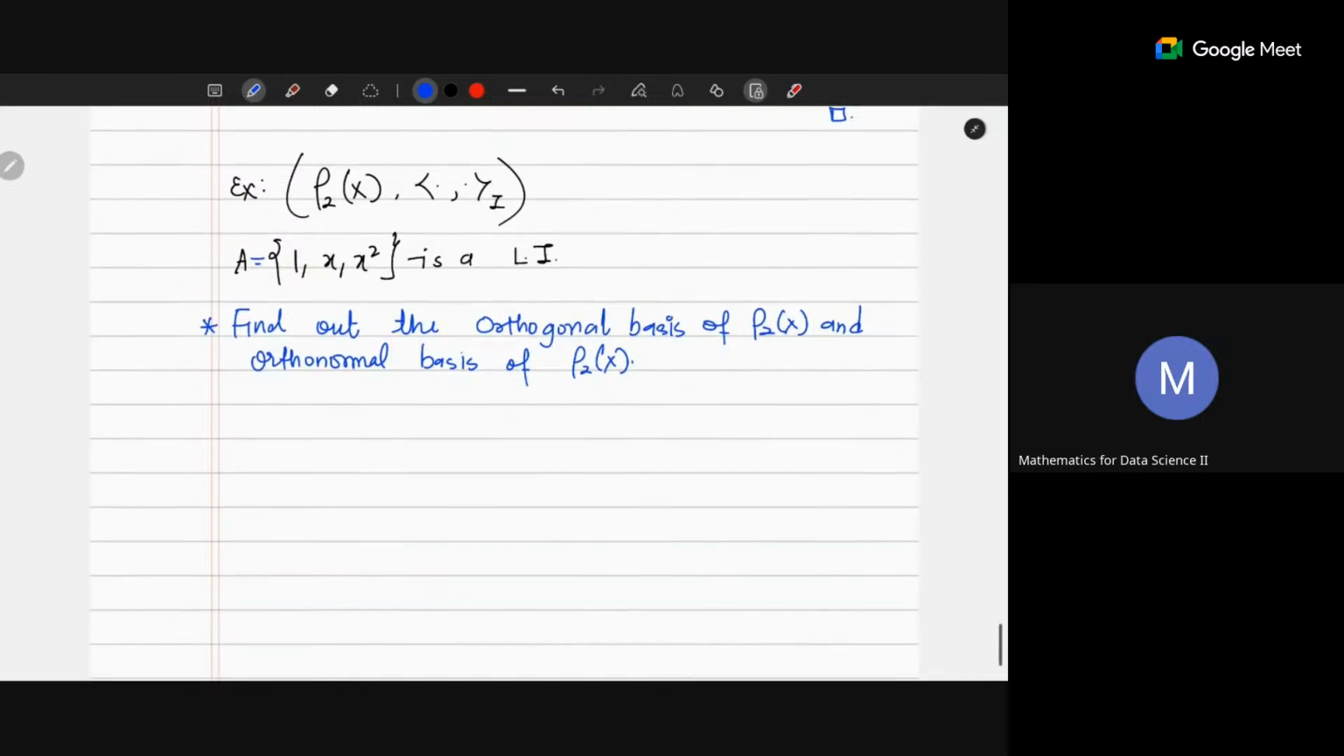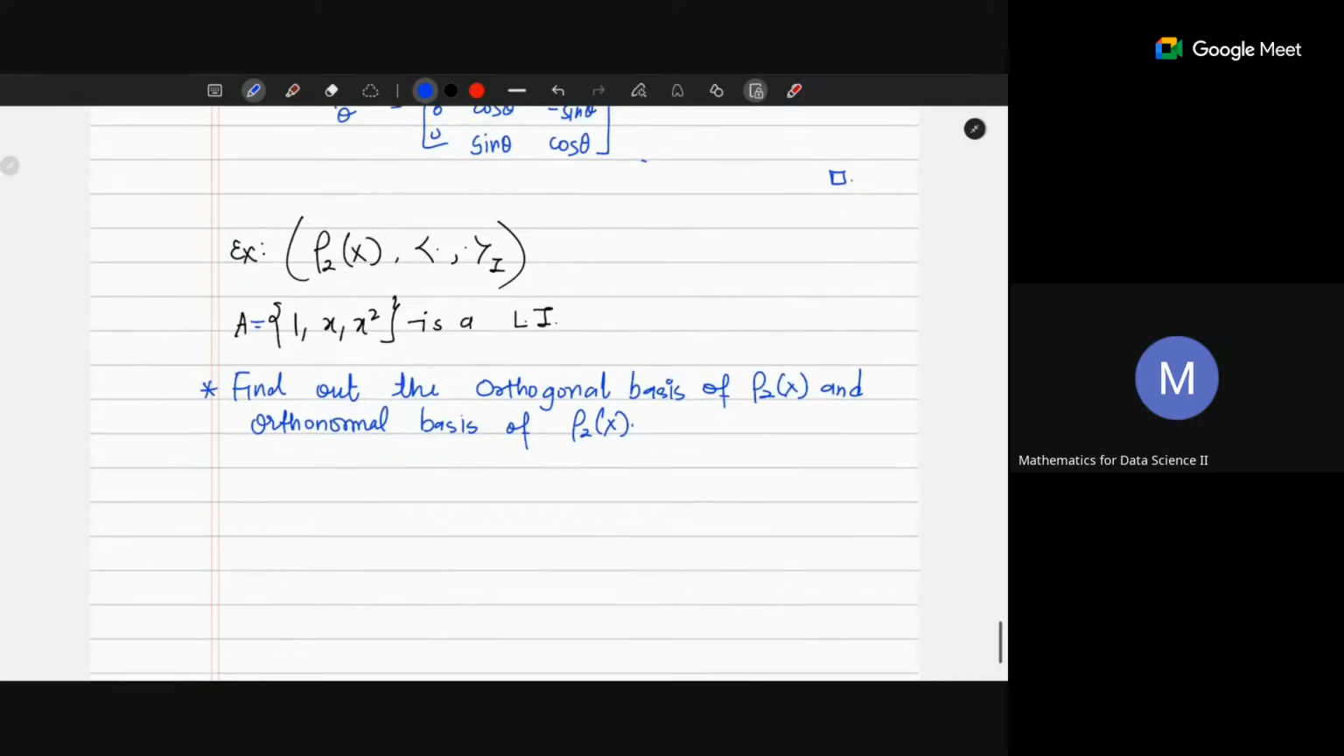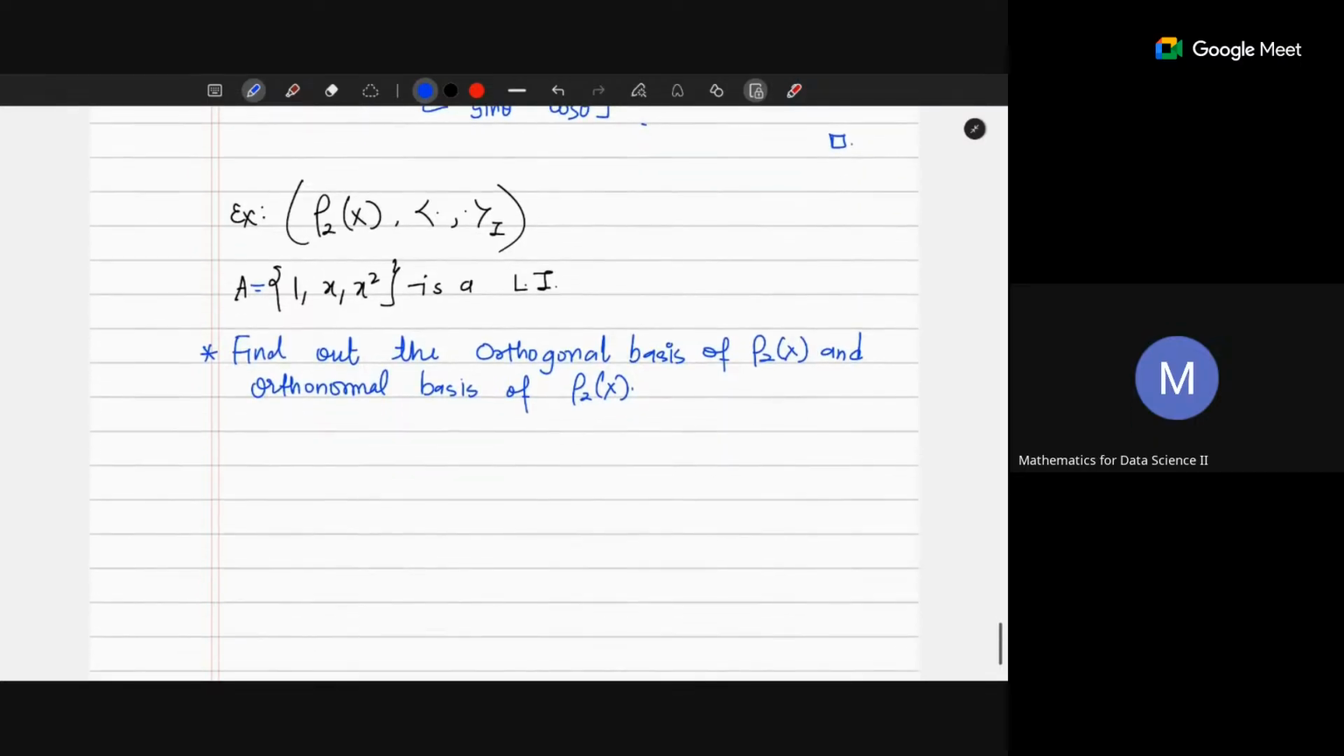So yeah, this is an exercise. And so how do we find this out? First of all, what procedure do we use? We have discussed this procedure today: the Gram-Schmidt process, right? And you just need to plug in the values.